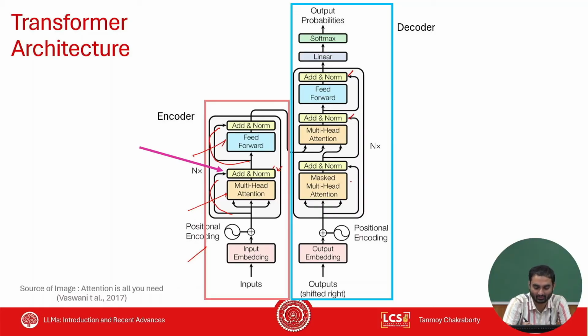Look at here, after masked attention you have add norm, after cross attention you have add norm, after feed forward also you have an add norm layer, right? So let's look at what is the function of this add norm layer. Add corresponds to this residual connection. You are basically adding the input to the output of the layer.